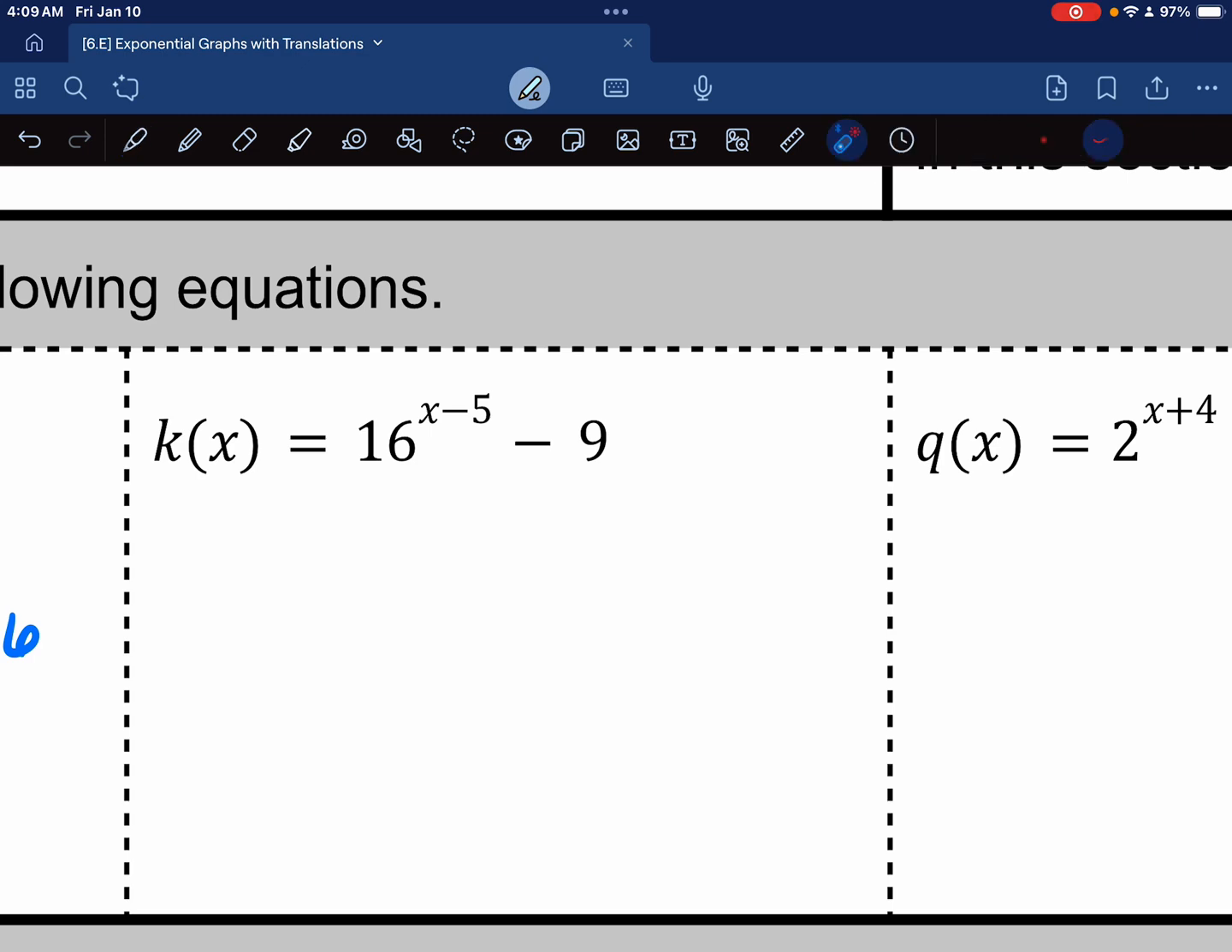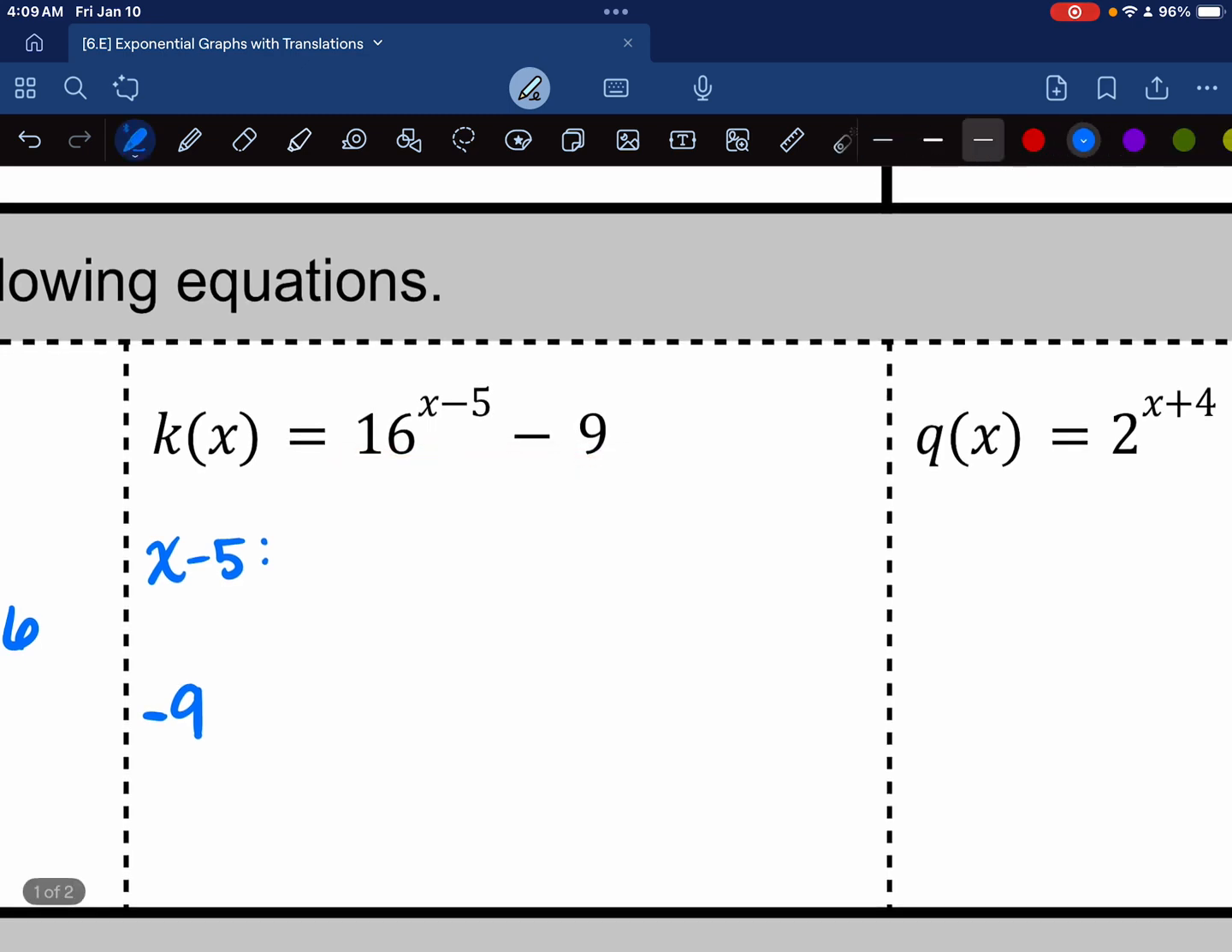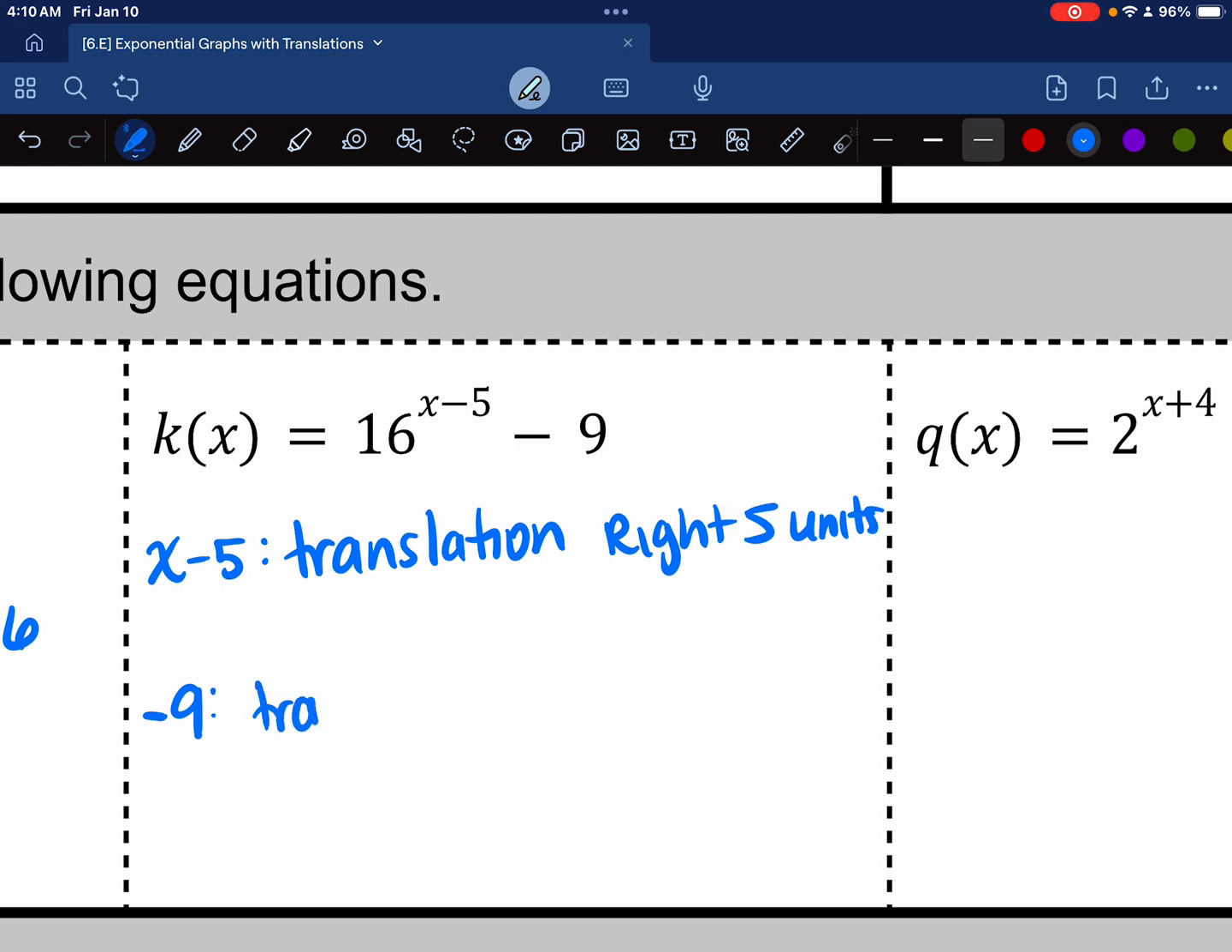All right, so looking at this one, I have an x minus 5. So my h there is the minus 5. And I have the minus 9 that's written at the same level down here. So that makes it a k. So when you have x minus a number, that means that you're translating right 5 units. And a negative k value is a translation down 9 units.